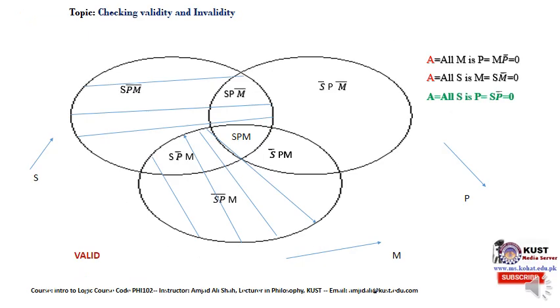Now, what you will have to do, students, is look at this one: All M is P, the result we got from the previous slides. MP̄ is equal to 0. Which means you will have to shade the area of MP̄. Now we have MP̄, this is MP̄. Don't bother about the third one. You just have to look for the MP̄, whether it is S or S̄, it doesn't matter. Now I have shaded it.